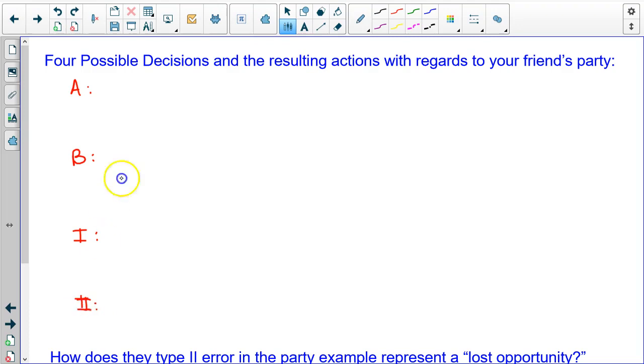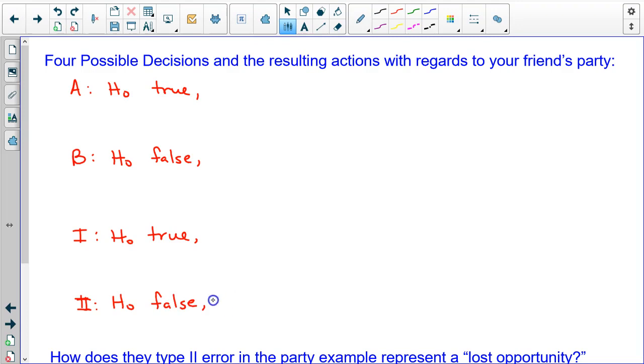Okay. So A is, the null is, do you remember my hint? True, false, right? So the null is true. This one is the null is false. This one is the null is true. And this one is the null is false. And I'm going to go ahead and fill in the last one because I just remember that one so easy because of the two F's. So null is false, but we fail to reject it.